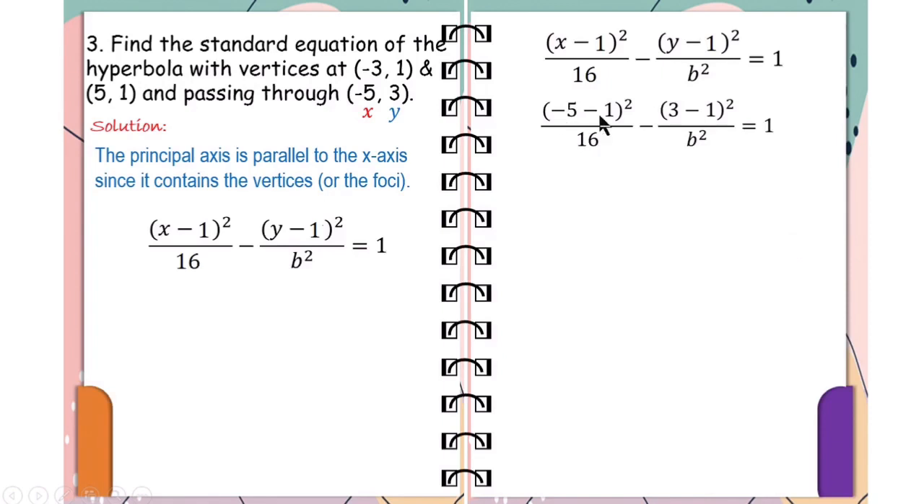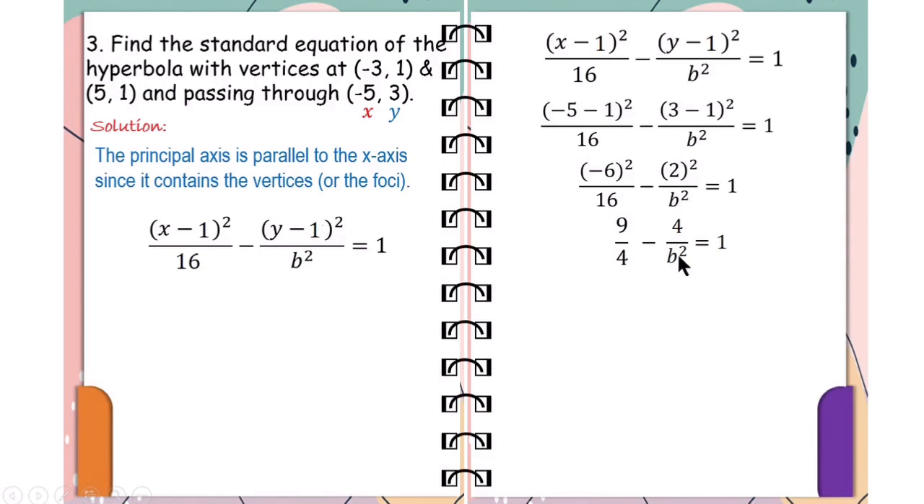Simplify. -5 minus 1 is -6 squared over 16, minus 3 minus 1 is 2 squared over b squared, equals 1. -6 squared is 36 and 2 squared is 4. 36 over 16 can still be simplified to its lowest form, which is 9 over 4. 36 divided by 4 is 9, while 16 divided by 4 is 4.